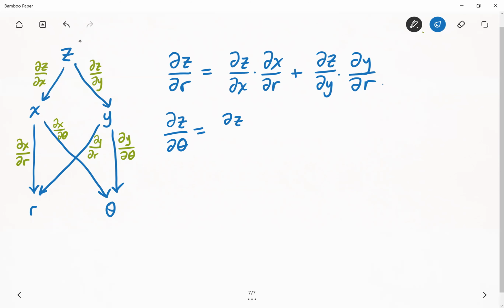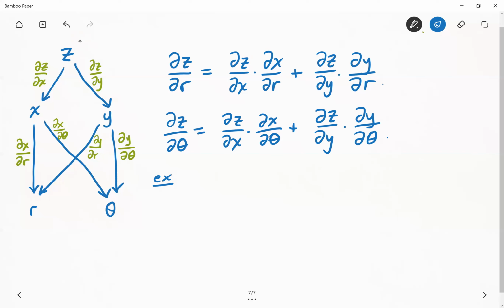So we have dz dx times dx d theta plus dz dy times dy d theta. Right, so those are our chain rules, and you would have similar looking chain rules even if you weren't using r and theta. If you're using any other two letters here, right, it could be r and s or t and u. You get similar looking chain rules in that case.